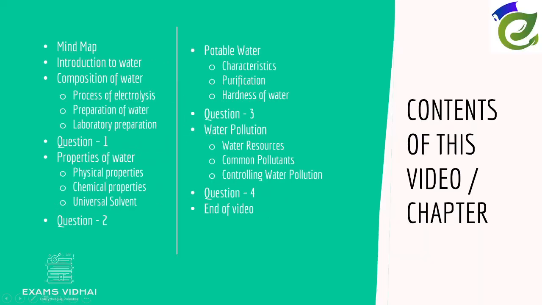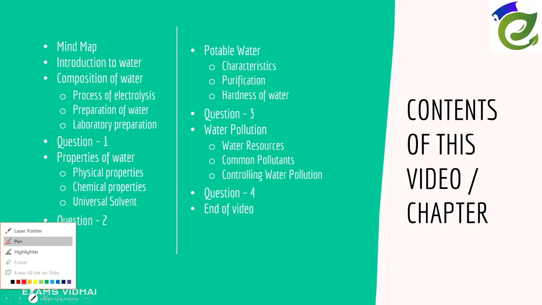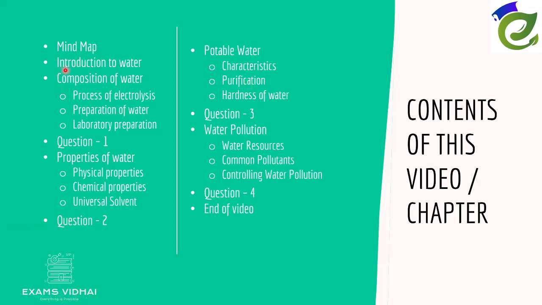So let's look at the contents of the video again. You have this mind map, and every part of the left-hand side we have covered in the past two videos. Till question 1, the introduction of water and composition of water, we covered in video 1. In video 2, we saw the physical properties, chemical properties and universal solvent properties of water, with some extra questions. Now in this video we'll be learning about potable water: what is potable water, what are its characteristics, what is the purification of water, and what is hardness of water. So with that being said, let's move on to the slides.